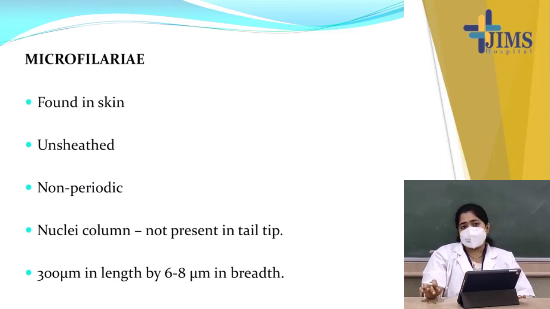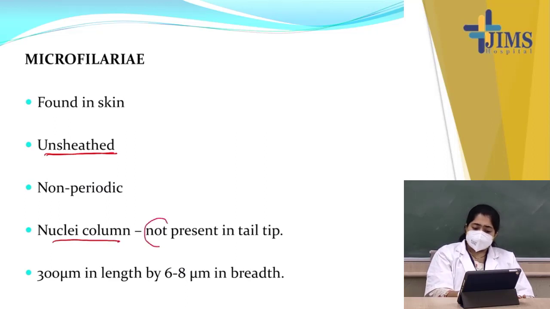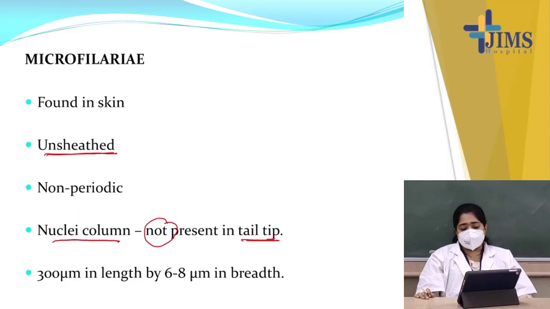Now coming to microfilaria. These are also viviparous, so the females directly lay the larva, that is the microfilaria. This microfilaria is found in skin and is unsheathed. Till now, whatever microfilaria we read were all sheathed. Remember, there was a sheath in Wuchereria bancrofti, in Brugia also there was a sheath. But these microfilaria don't have a sheath, they are unsheathed and they are non-periodic. And the nuclei column is not present at the tail tip. So by now you already know the importance of the head end and the tail end, because it helps us to identify the species.